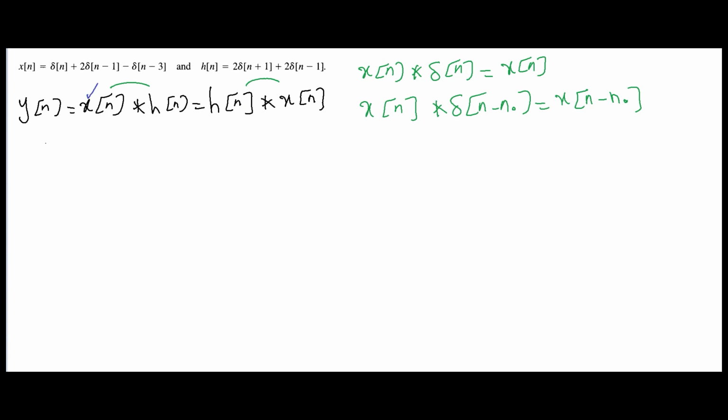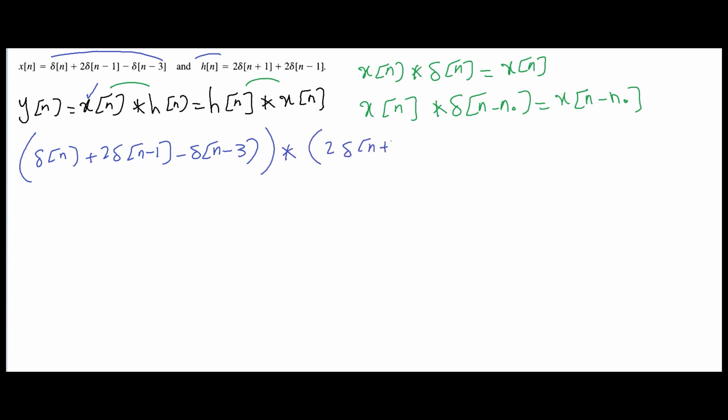First, let's express x[n] in terms of impulses. x[n] can be written as... Similarly, h[n] can be written as... Now we compute the convolution of x[n] with h[n].